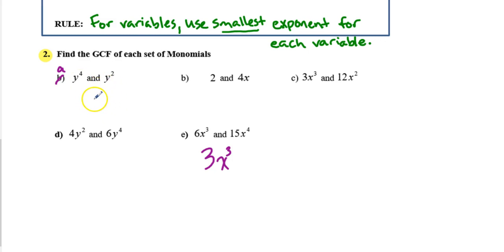Okay, so hopefully you worked these out. If not, please pause and do so. So y squared, just a simple 2. 3x squared, so the GCF of the 3 and the 12, and then the smallest exponent of the variable. Then for this one, we have a 2y squared. Now we're ready to put it together.